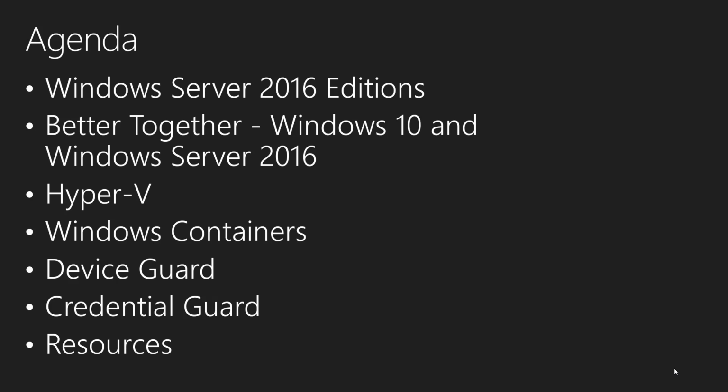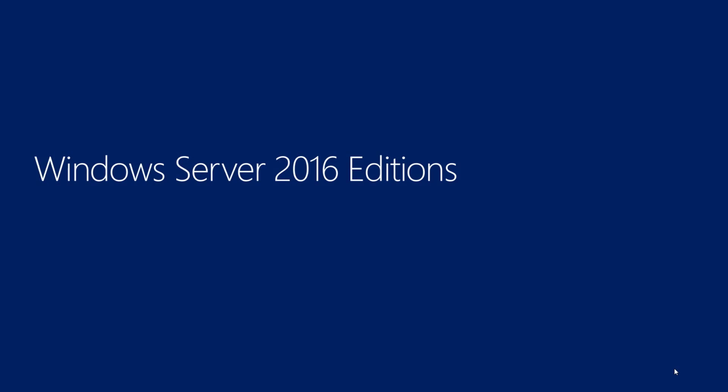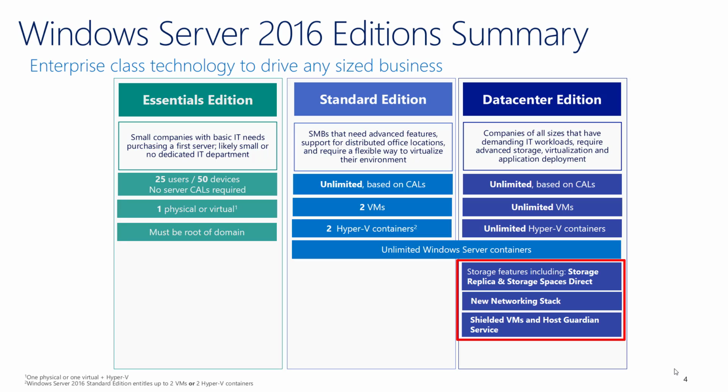So the focus for today will be as per usual, we'll do a quick recap of the Server 2016 editions and which one you would sell where. And then we'll jump into just an overview of the Better Together story. Then we'll move into the Hyper-V, Windows Containers, Device Guard, and Credential Guard. In some cases it's effectively the same technology in both, but in other cases we'll do a bit more of a compare and contrast. Starting off with Server 2016 editions.